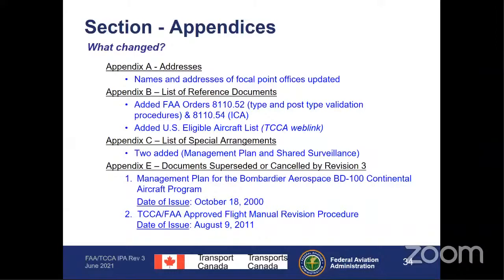Appendix E cancels by Rev 3 the management plan for the Bombardier Aerospace BD-100 Continental Aircraft program and the Transport Canada FAA approved flight manual revision procedure that was dated 2011. So that concludes the sections and appendices section of this program and outreach session.